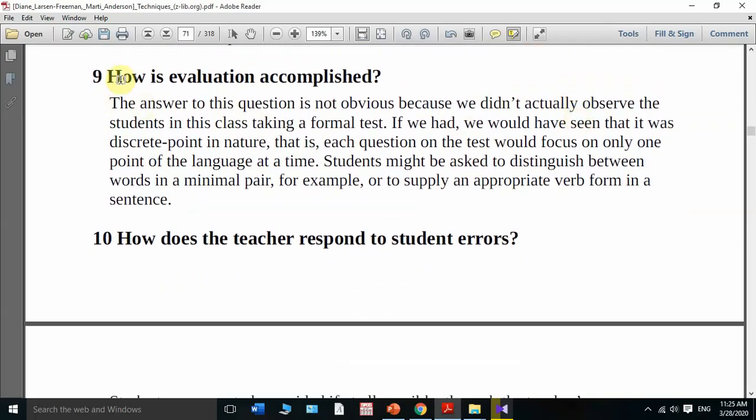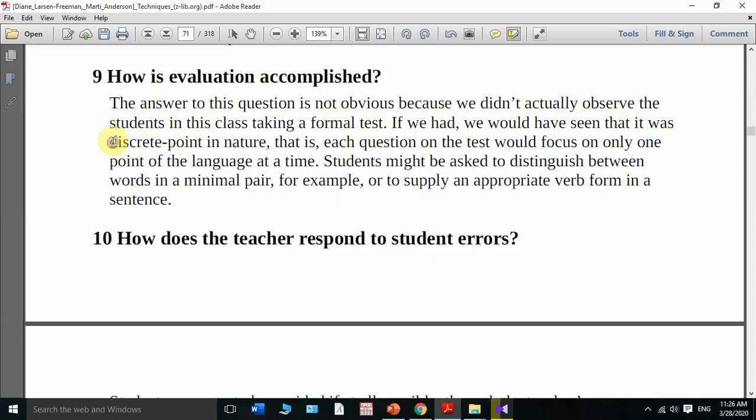Question number 9. How is evaluation accomplished? Again, for evaluation, the most important thing to be considered, as I have told you several times, is to make sure that your evaluation matches the way that you've taught your students. The things that you have focused on and practiced in the classroom should be evaluated again in the exam. The answer to this question is not obvious, because we didn't actually observe the students in this class, but if we had, we would have seen that it was discrete point in nature.